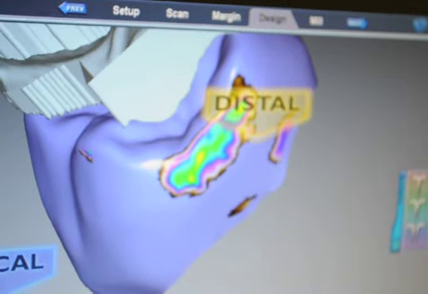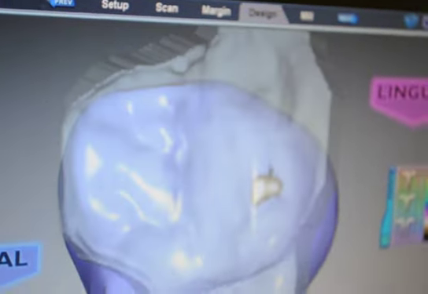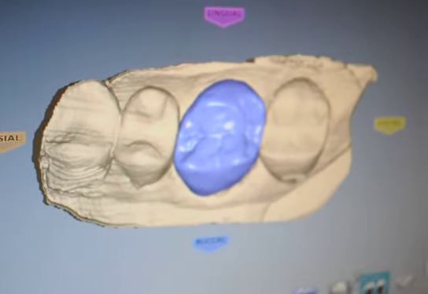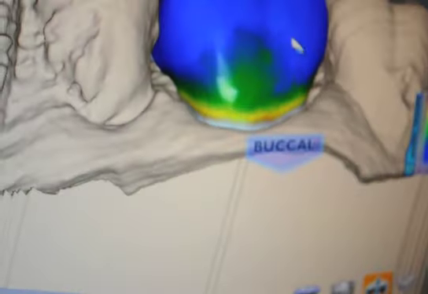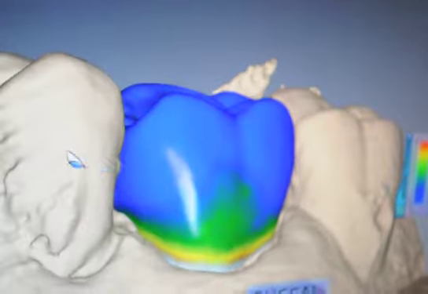And then we can apply a bite registration to tell us how tall to make the crown, so we can know how heavy the bite needs to be on it. And then when we think we're done with the design, actually there's one more thing about the design. The material thickness is also a really important part. So it tells us exactly how thick the porcelain is.